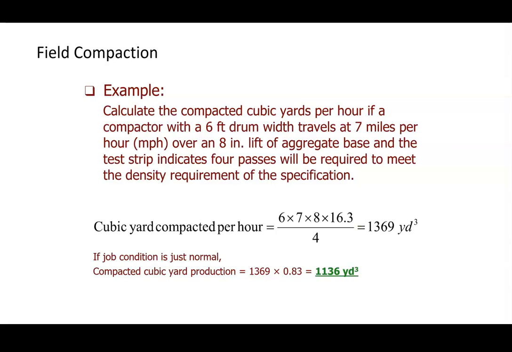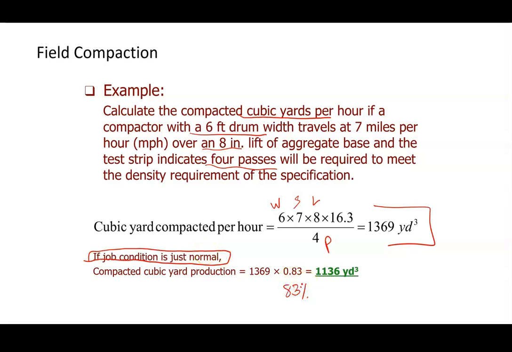For example, calculate the compacted cubic yard per hour if compactor width is 6 feet, a speed of 7 miles per hour, thickness of lift 8 inches, and test strip indicates 4 passes are required. This is when job efficiency is 100%, but if job condition is described as normal or average, then you need to multiply that number by 83%, and this is actually what we will achieve.